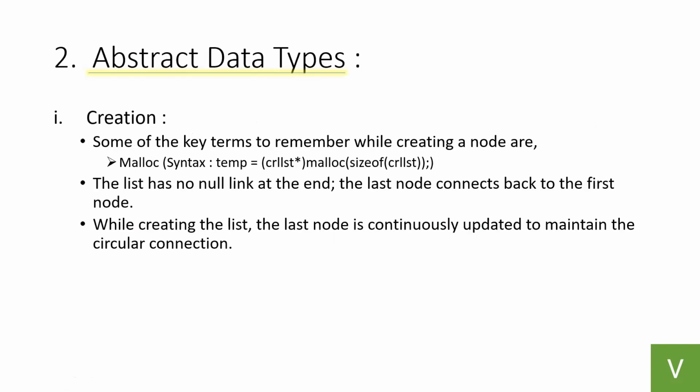Now let us see how to create a circular linked list. Before creating, we must understand what is meant by malloc. This malloc is used to create a particular node. So observe the syntax of the malloc. By using malloc, the empty node is created. The list has no null link at the end. That is, the last node connects back to the first node. And also while creating the list, the last node is continuously updated to maintain the circular connection. So let us understand clearly with the help of an example.